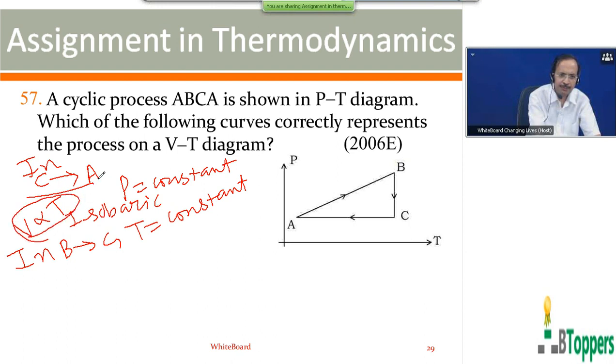For the process C to A, pressure is constant. Therefore, volume is proportional to the absolute temperature of gas in the isobaric process. So the VT graph will be a straight line passing through origin in the process C to A. In the process B to C, temperature is constant. So you can show the graph this way first.